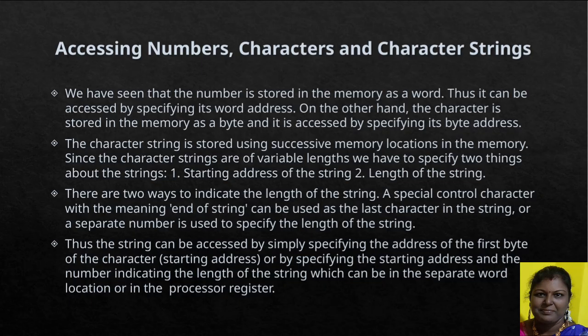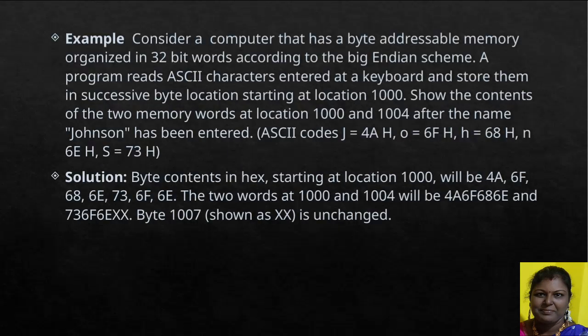Let's look at an example with a computer using byte-addressable memory, organized in 32-bit words with a big-endian scheme. Imagine a program that reads ASCII characters from a keyboard and stores them starting at memory location 1000. When the name Johnson is entered, each letter's ASCII code fills successive bytes. The first word at 1000 holds the codes for J, O, H, and N. The second word at 1004 stores S, O, N, and 1 unchanged byte. This shows how data maps neatly into memory words.